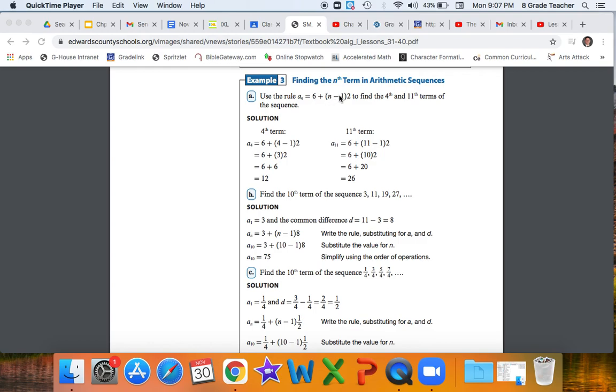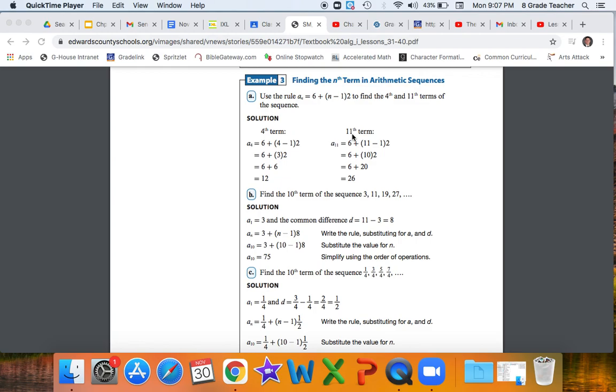Remember, the first term was 6 and the common difference was 2. So let's just try and match those up. 6 plus 2 is 8. 8 plus 2 is 10. 10 plus 2 is 12. The fourth term was 12. The 11th term, then, if I kept going, I could say, well, 12, 14, 16, 18, 20, 22, 24, 26, and I got to 26.